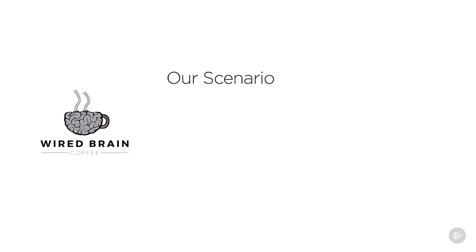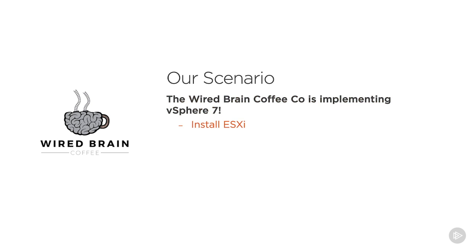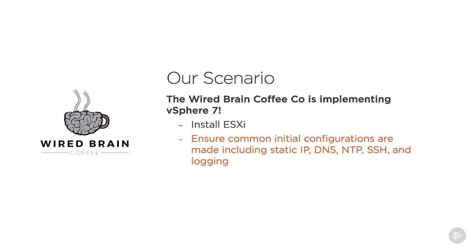For this module, what you as a consultant will help the administrator at the Wired Brain Coffee Company do is to download VMware ESXi and install it interactively. After that installation is complete, you'll help to ensure that common initial configurations are made, including a static IP address, which you would always do in production, DNS configuration, NTP or network time protocol configuration, SSH or secure shell access, and centralized logging using a syslog server.